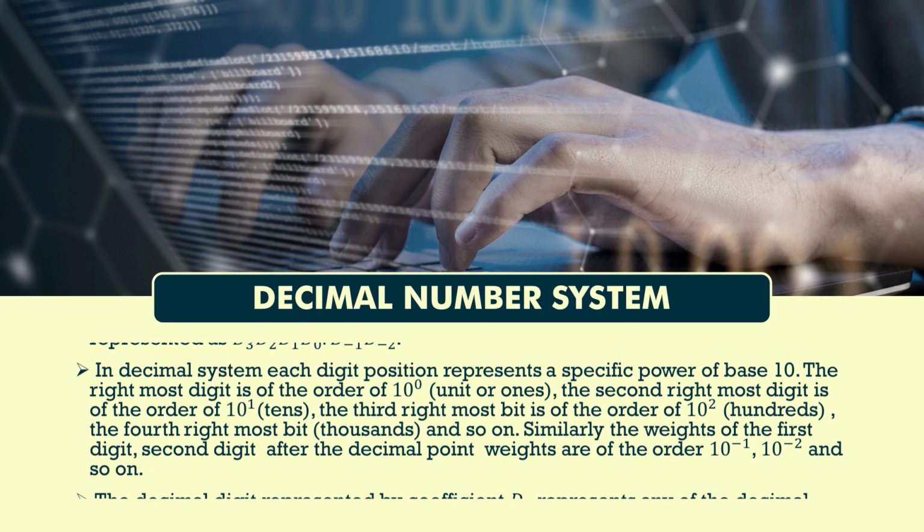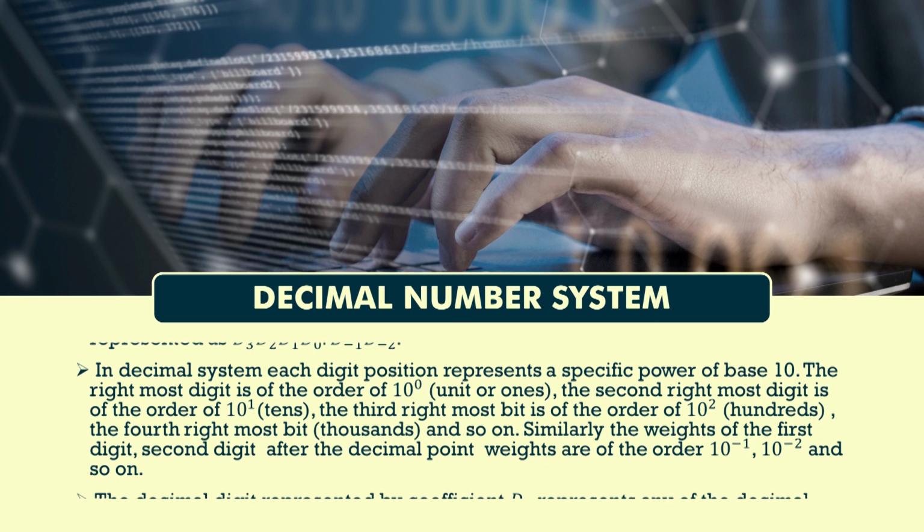In the decimal system, each digit position represents a specific power of base 10. The rightmost digit is of the order of 10 raised to 0. We call it the unit or ones place. The second rightmost digit is of the order 10 raised to 1, that is the tens place. The third rightmost digit is of the order of 10 raised to 2, that we call the hundreds place. The fourth rightmost digit is thousands, and so on, that is 10 raised to 3.